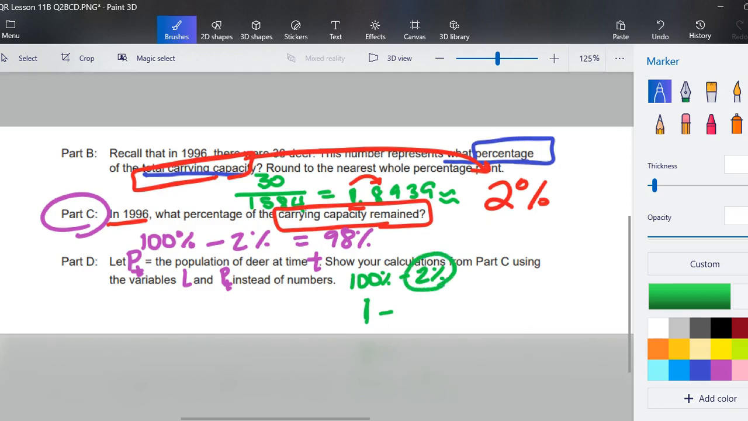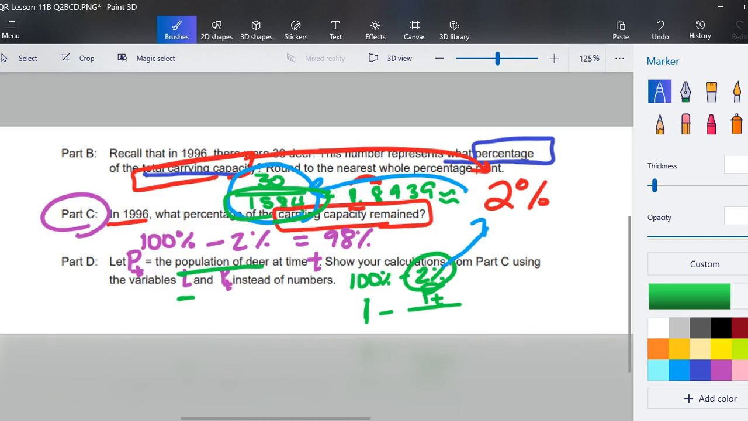And then this 2%, the 2% came from here, which came from here, so let's represent this fraction. The numerator is 30, that was the number of deer. And so they're asking us to use P sub t as the population of deer. So we'll put P sub t over. And then this 1,584 represented the carrying capacity. And so what does it ask? Where are we? P and T and L. And I don't see where they're telling us about L. It just says to use these variables instead.